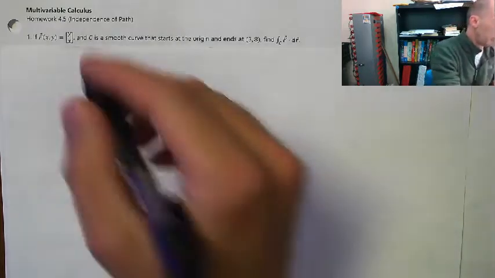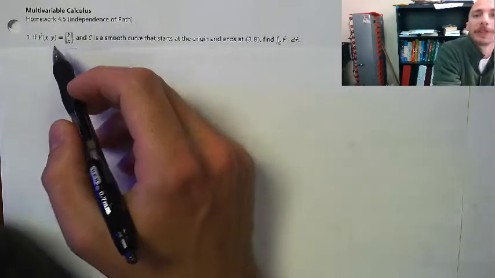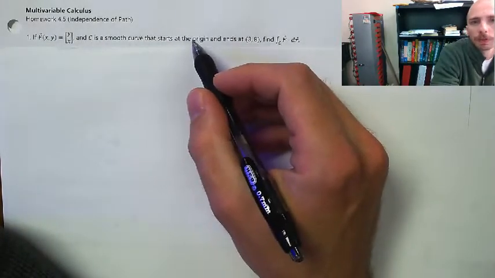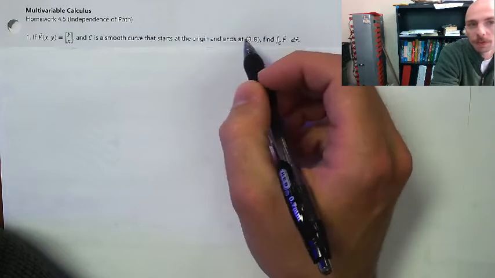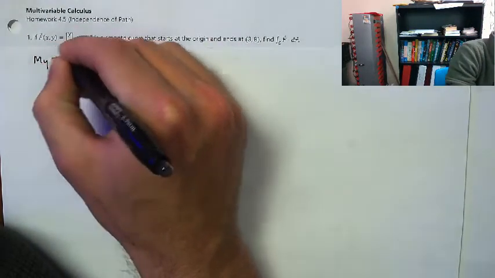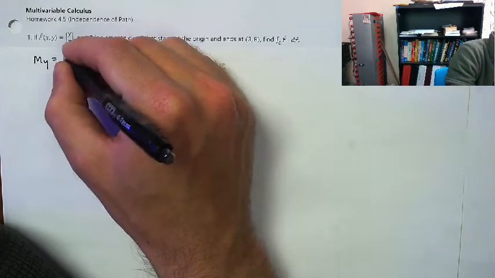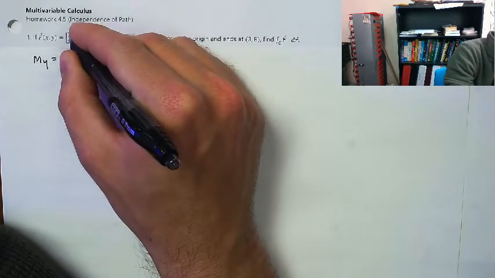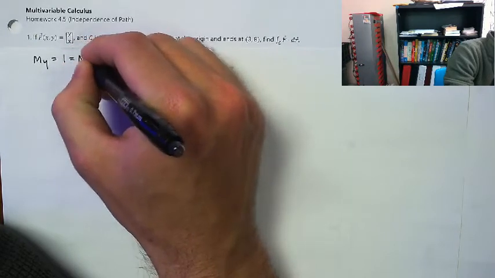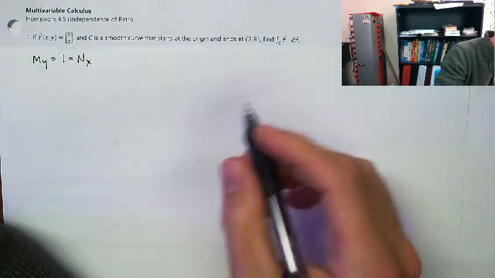Okay, well, I think first I'm going to check, is f conservative? Because I'm going to need it to be in order to not know anything about the curve besides its endpoints. So I'm going to check, is M_y equal to N_x? M_y is 1, the derivative of this with respect to y. And then the derivative of N with respect to x is also 1, so I know it's conservative.